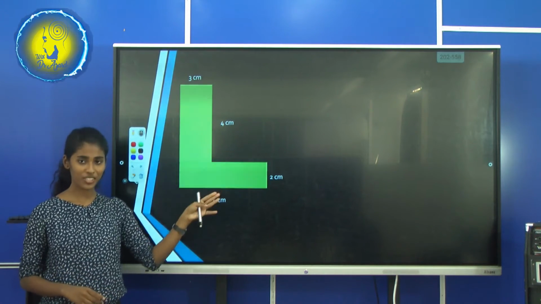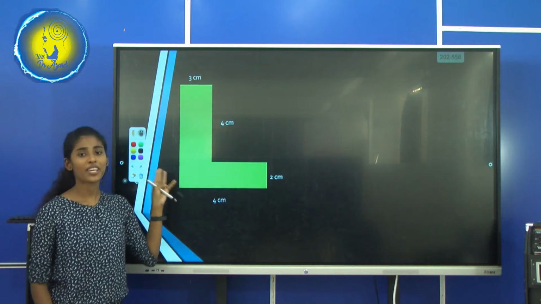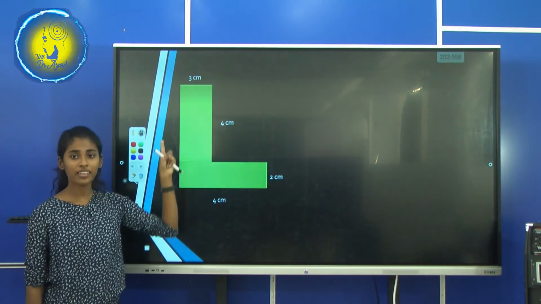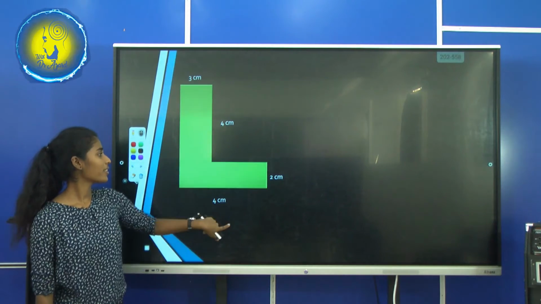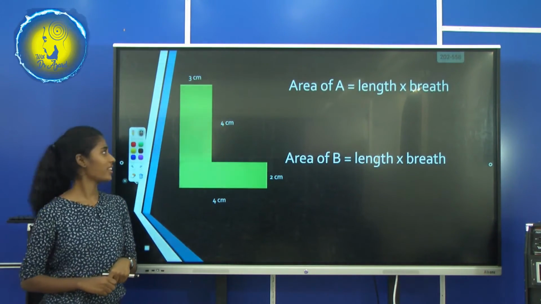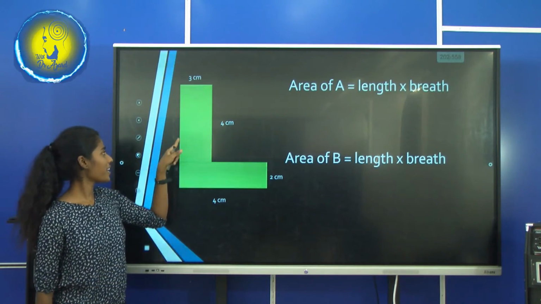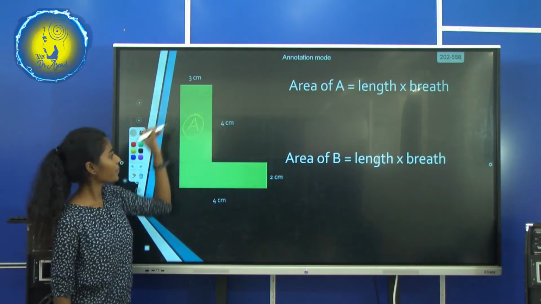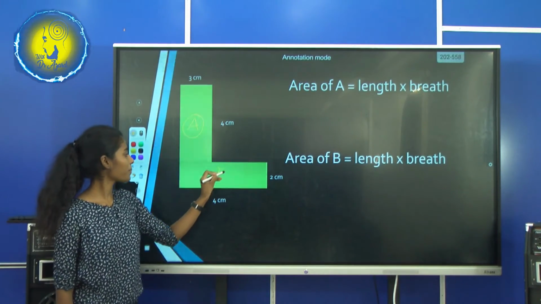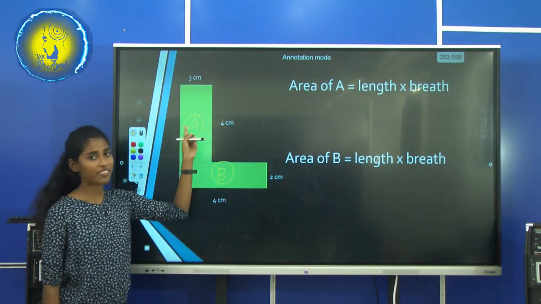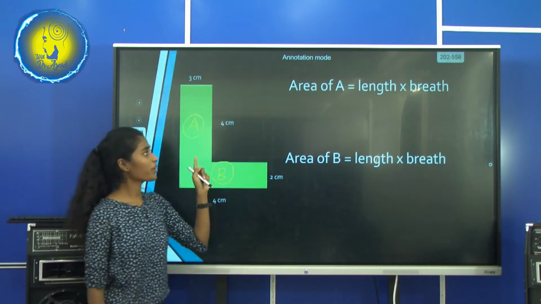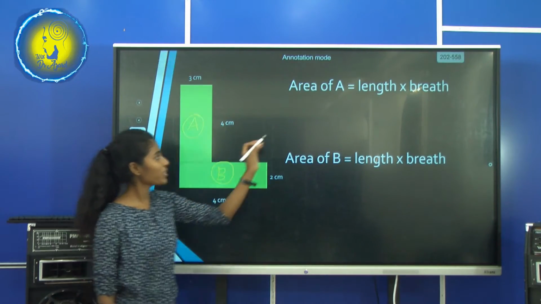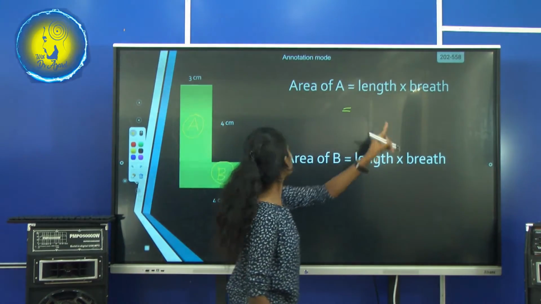Can you see this L shape? This shape is made up of 2 rectangles, the top one and the bottom one. Okay, now we are going to find the area. We can name the top rectangle as A and the bottom one as B. First we have to find the area of rectangle A. How much? Length into breadth.